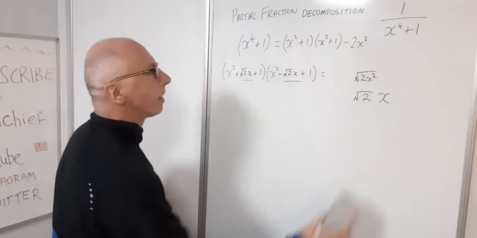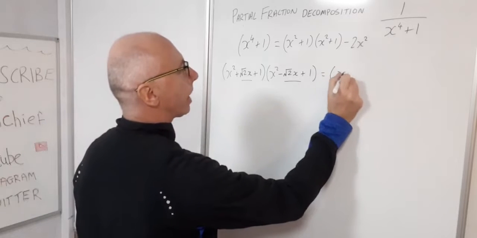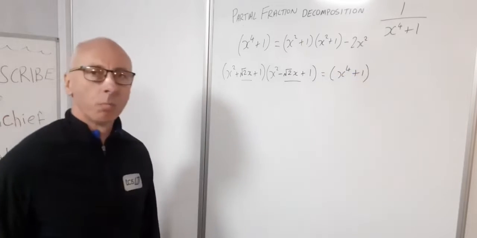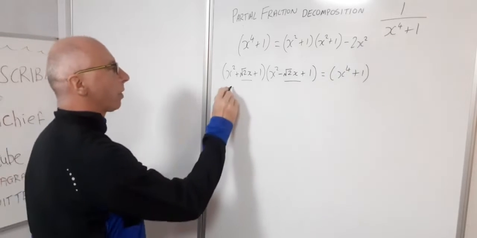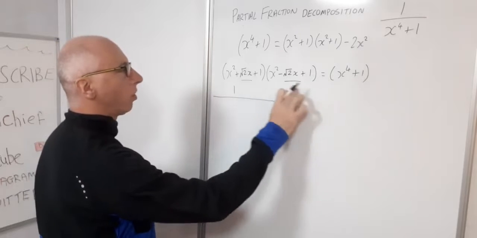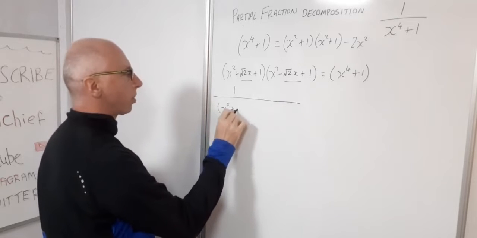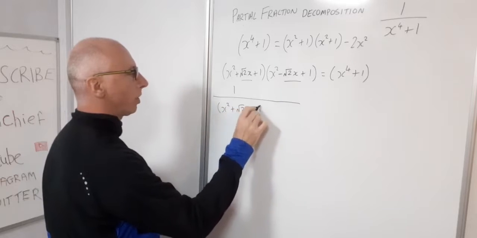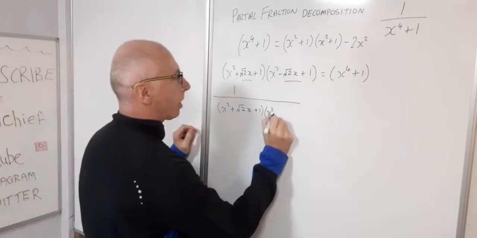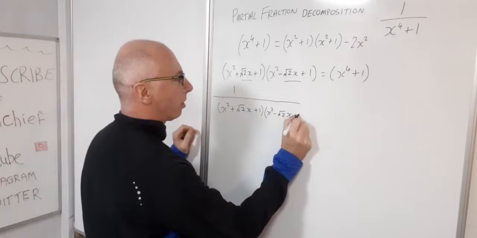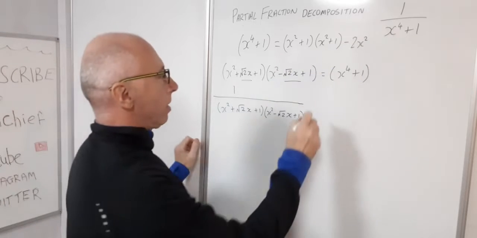So now what I can say is that this factor in here is the same as my x to the 4 plus 1. So now I can rewrite this function. I can say 1 over all of this. So let's try and fit this in our denominator: x squared plus root 2x plus 1, multiplied by this one, which is x squared minus root 2x plus 1. That is the same as this.